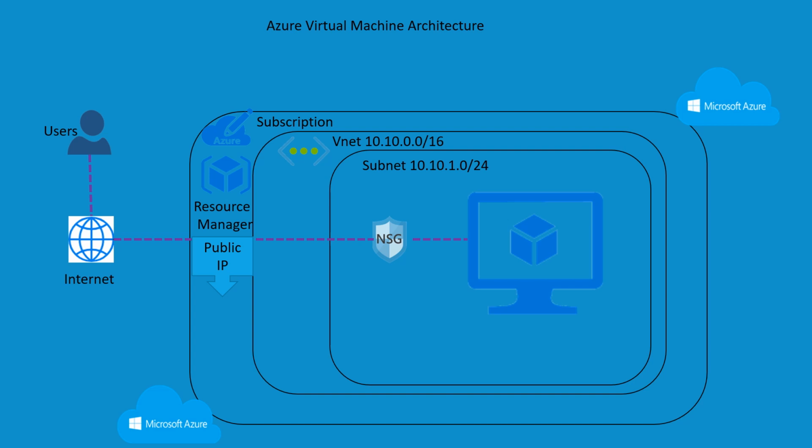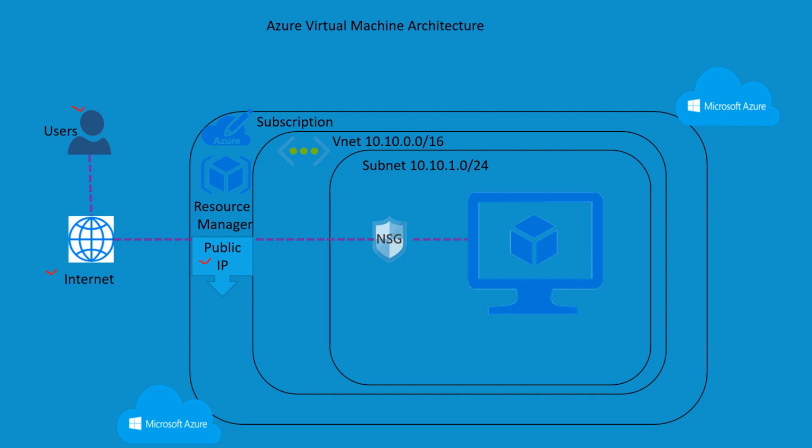Let's try to understand the whole architecture. You are going to have a user who needs to access the virtual machines hosted on Microsoft Azure. This user will be connected to the internet, and the connection this user makes to access the virtual machine is going to be a connection towards the public IP address allocated to the virtual machine.